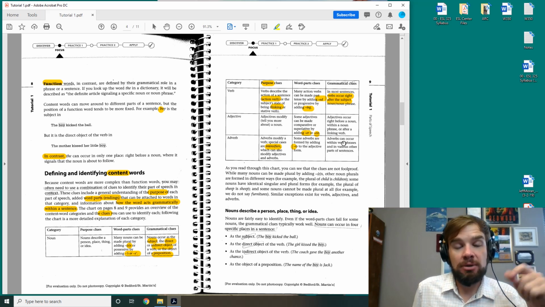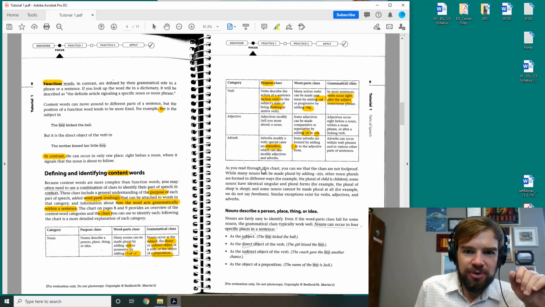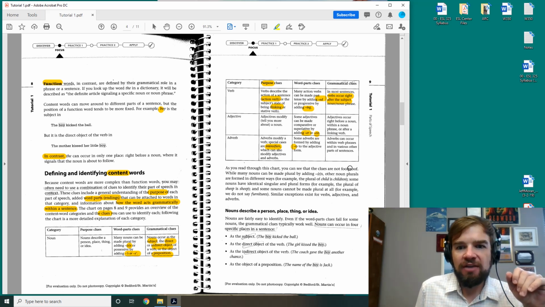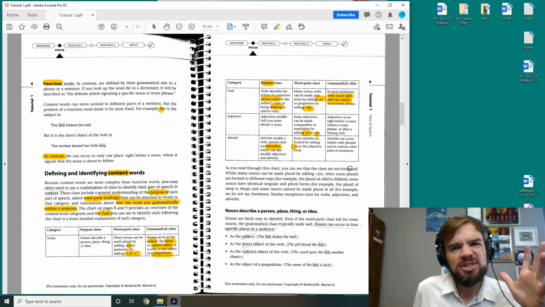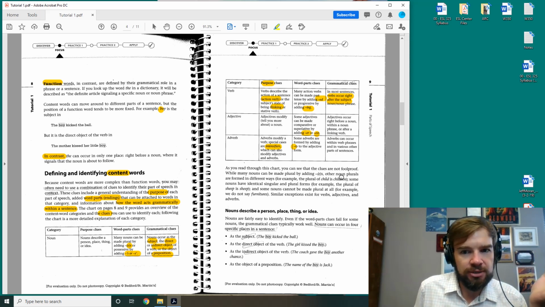I'll tell you right now, and Professor Ferris will say this in a moment, grammatical clues are not always helpful for adverbs because in English they can move in the sentence a lot. They can move around. So, as you read through this chart, you can see that the clues are not foolproof. That means not 100%. They're not always perfect. So while many nouns can be made plural by adding s or es, other noun plurals are formed in different ways. For example, the plural of child is children.